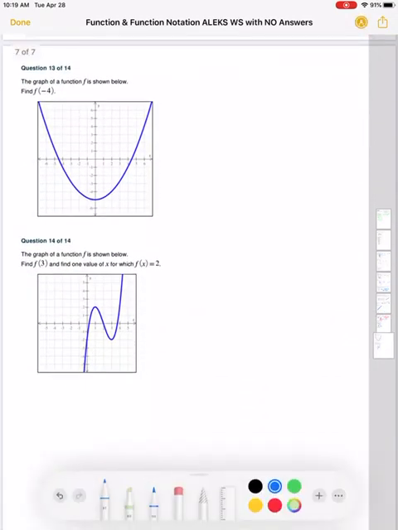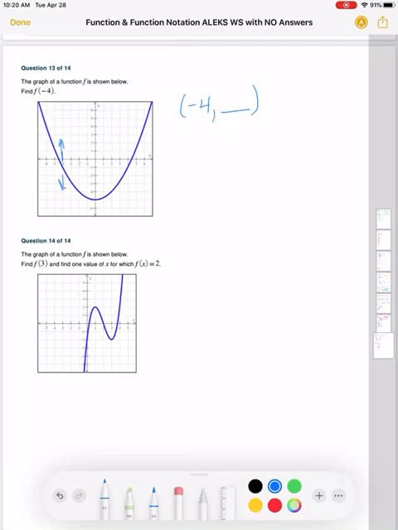Number 13 says find the value of the graph when x is -4. So when x is -4, what do I get for y? So I come over here, when x is -4, that's this line. What is that value of y?